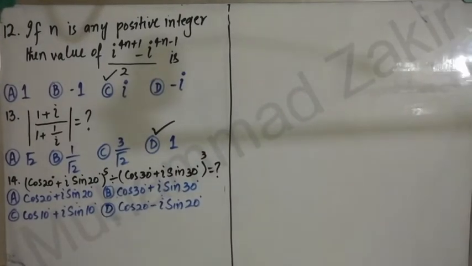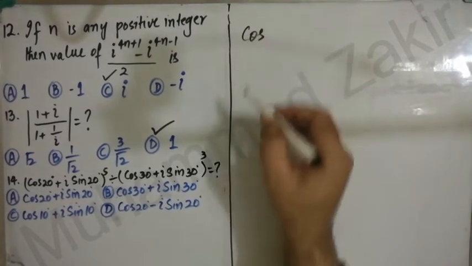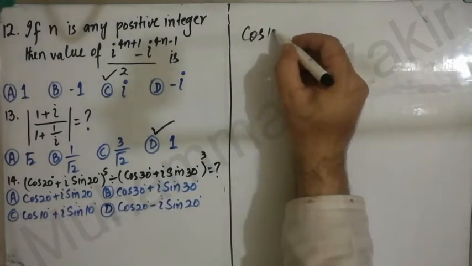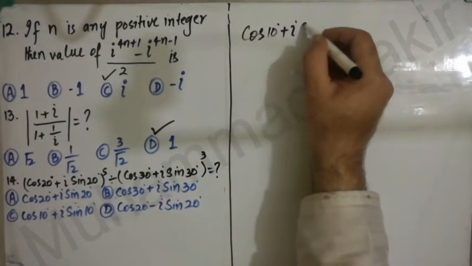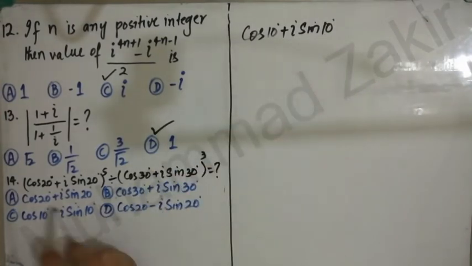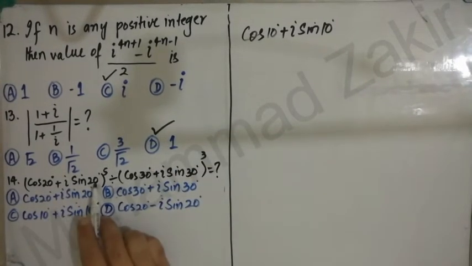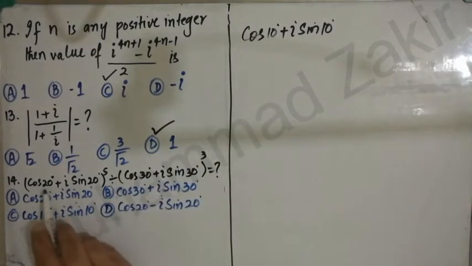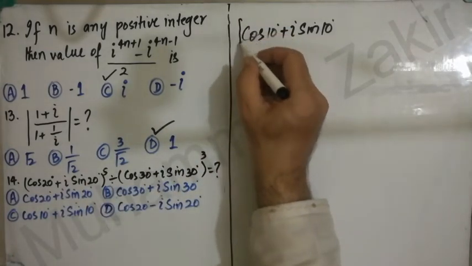Now dear students, this is the next question. What is written? (cos 20° + i sin 20°)^5 divided by (cos 30° + i sin 30°)^3. Let us solve it. This can be written as cos 2 multiplied by 10 degrees plus i sin 2 multiplied by 10 degrees, where 2 multiplied by 10 makes 20, right? That 2 which is a multiple of 10 is shifted out as a power.